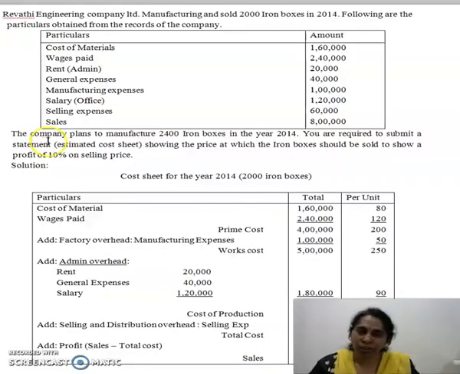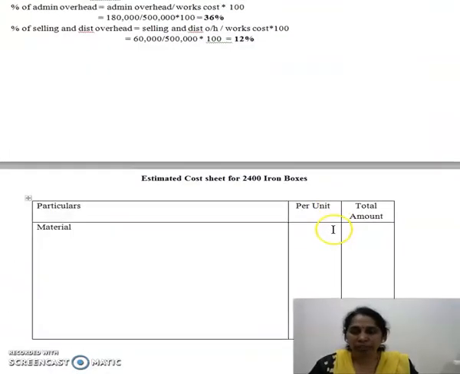So what we have to do? We have to take the base as last year's information. So in 2000 iron boxes, the material cost per unit is 80 rupees. Same thing we will take as a base. So here per unit, I'll be taking at the same 80 rupees.